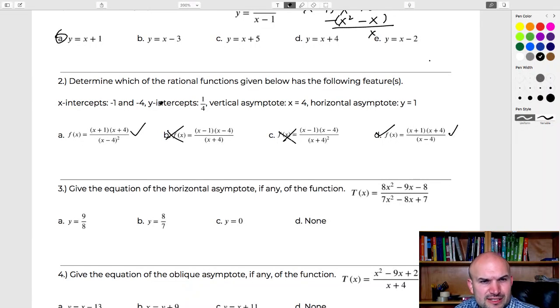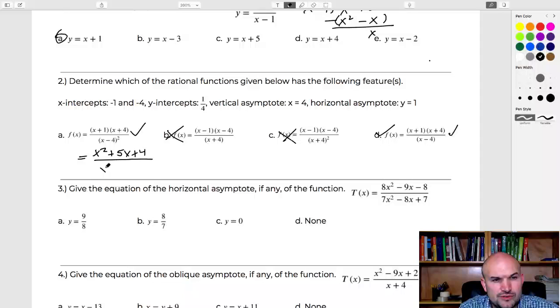So let's see, y-intercept is 1/4. Now that means that would need to be expanded to 4/1. The y-intercept is 1/4. So let's go ahead and expand this out. So if I was to expand that out, that'd be x squared plus 5x plus 4. This would be expanded to x squared minus 8x plus 16. Okay, and if you expand this out, you would have the 4/4, which would equal 1.